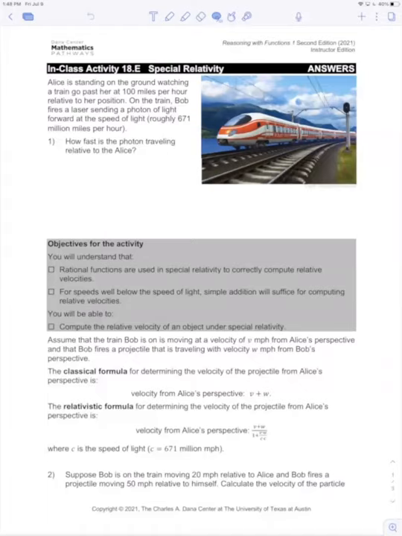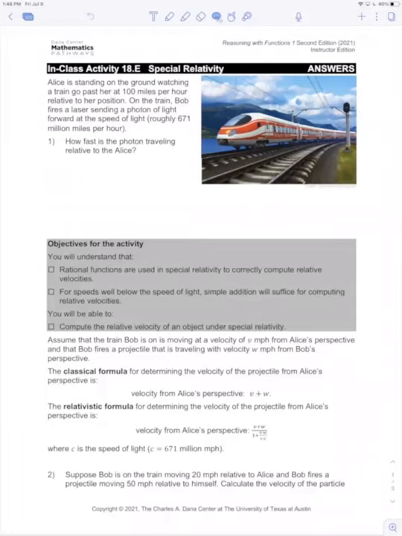Well, based on the reading in preview assignment 18E, the speed of light should be the same for everyone. Therefore, relative to Alice, the photon is still traveling at the speed of light. But based on classical Newtonian mechanics, the speed of the photon relative to the observer on the platform is 100 miles per hour more than the speed of light. Then this contradicts Einstein's special relativity.